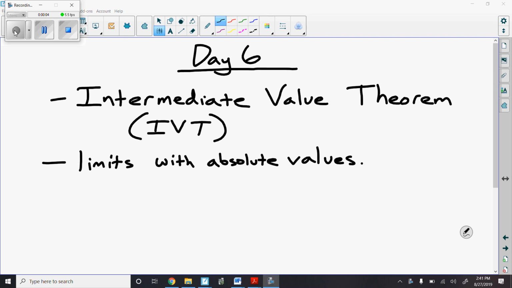Hey guys, welcome to day 6. Today we're looking at two things, the intermediate value theorem, and we're going to look at some limits with absolute values. So let's start with the intermediate value theorem.